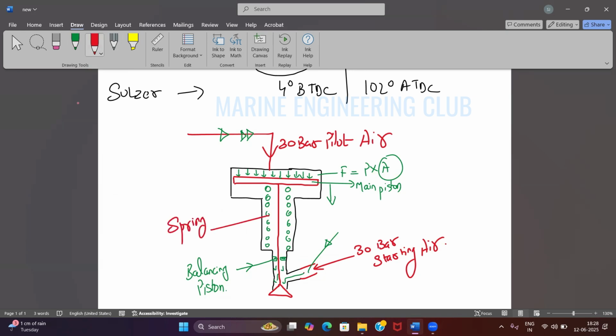Okay, so when this 30 bar air comes, it will push my main piston down, compressing the spring. At that time, the spring will also exert some force back on top, isn't it? Yes, sir. As soon as you start compressing the spring, it will start repelling, exerting a pressure back, isn't it?